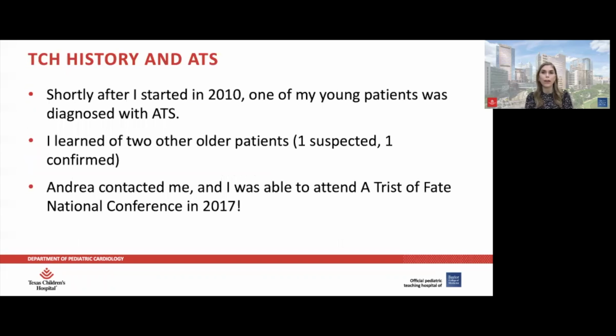So I wanted to give a little bit of background on how I got involved with Twist of Fate and arterial tortuosity syndrome and this meeting, which I am so thrilled to be part of. Shortly after I became faculty at Baylor in 2010, one of my young patients was diagnosed with arterial tortuosity syndrome. And I learned of two older patients that were cared for at our hospital as well. And I just found this condition fascinating. It was so rare, and the fact that we had 3 patients was so interesting. Andrea Taylor reached out to me about this and said, please connect them with the Twist of Fate. And I was so thrilled to find that there was an advocacy group and a place of support for these families. And I was very fortunate to attend the national conference that she hosted in 2017.